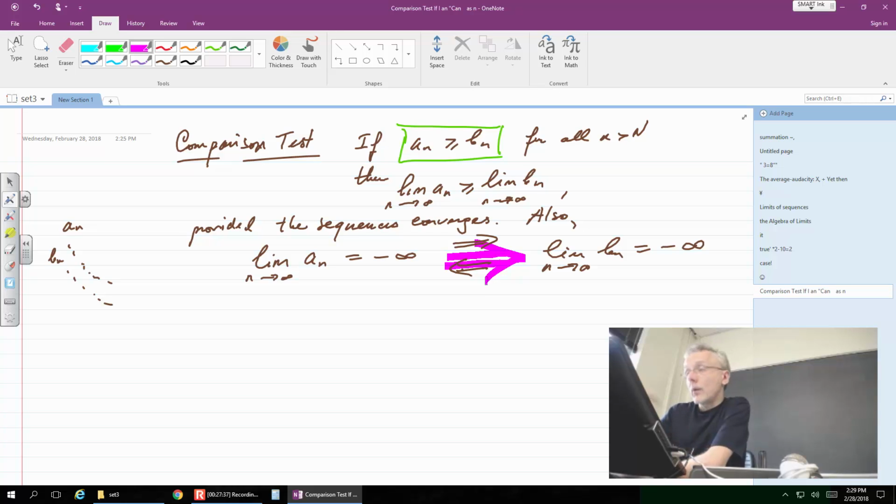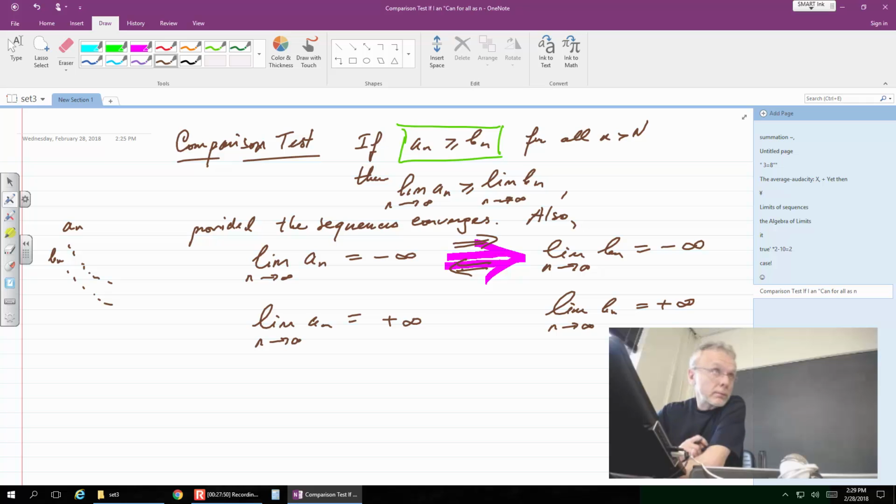But what if I replace it with positive infinity? Then what? So the picture on the left is gone. So it applies to the previous example. Which way does the arrow go?